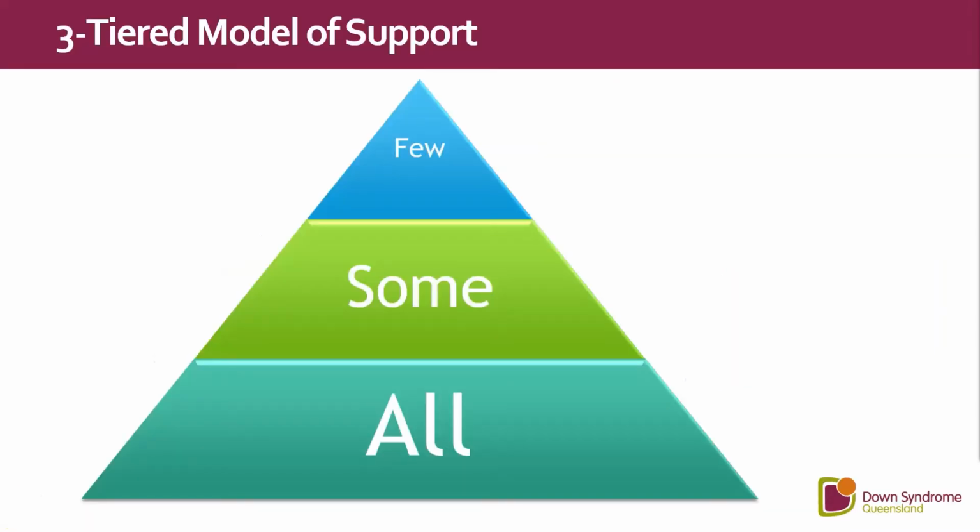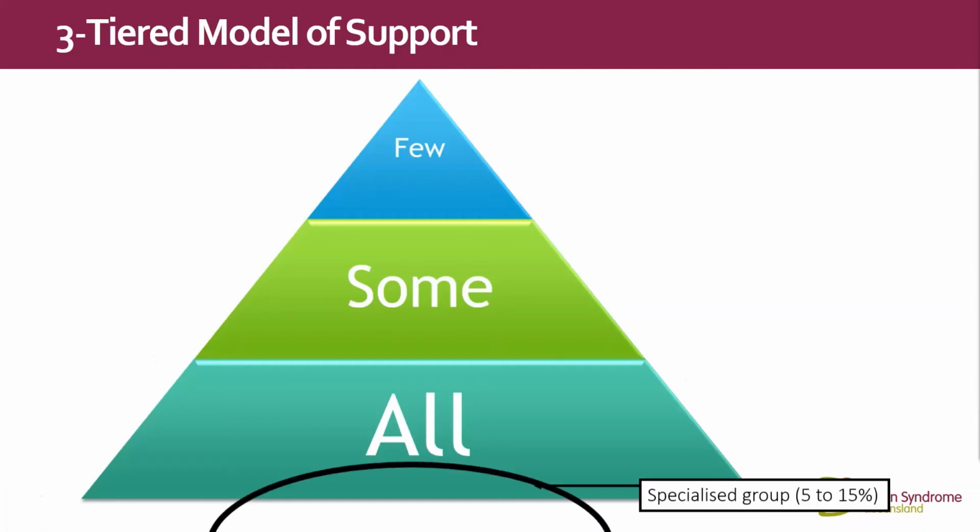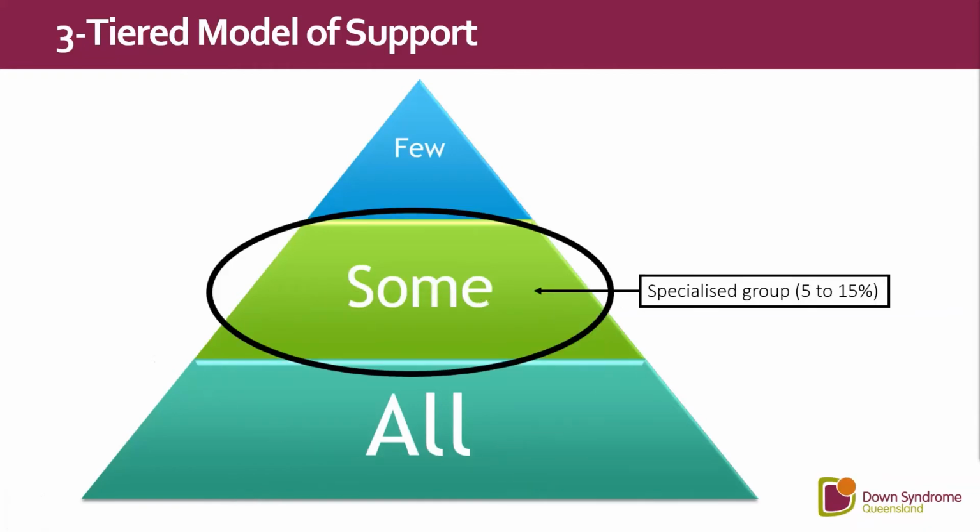But what about the some? For those who struggle to abide by the rules and expectations that we set for them, we need to recognise the all approach isn't enough support for them to succeed. So they need a more scaffolded approach, a variety of strategies. And this includes some students with Down syndrome, but not all.